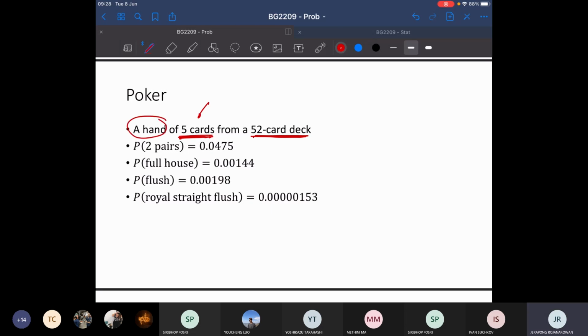In one hand, you have 5 cards. 52 cards consists of... You have to learn how to play cards, okay? Because we're gonna have one topic dealing with the cards. Also, it might come up in the exam. If you can't play cards, you have to learn, because it might be on the exam.